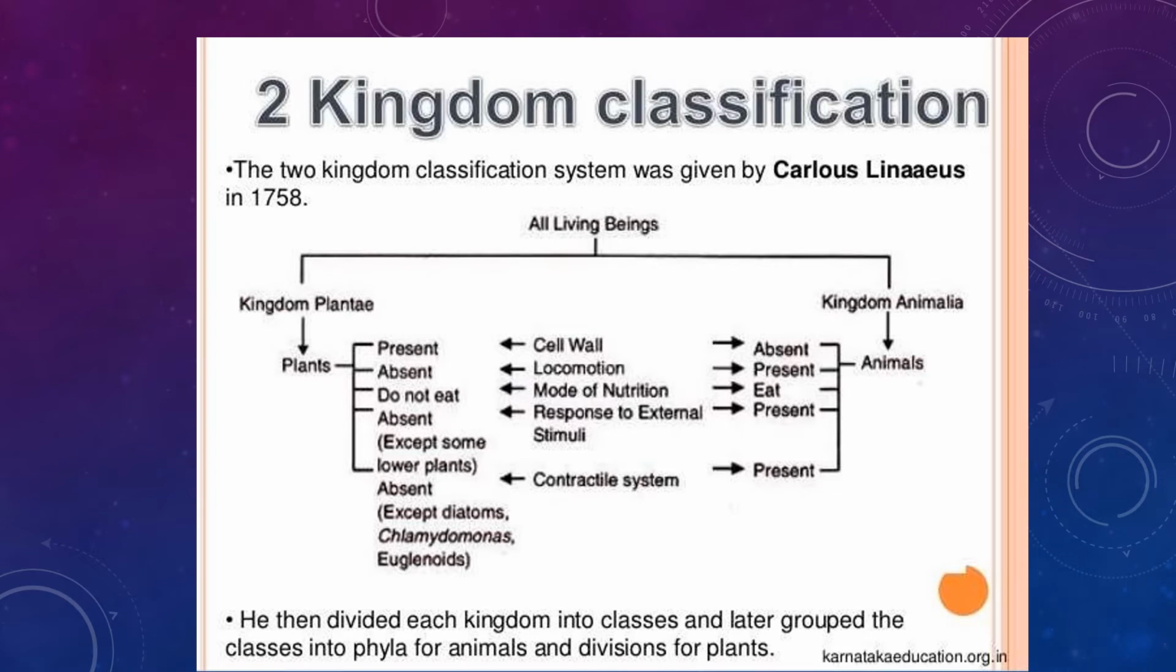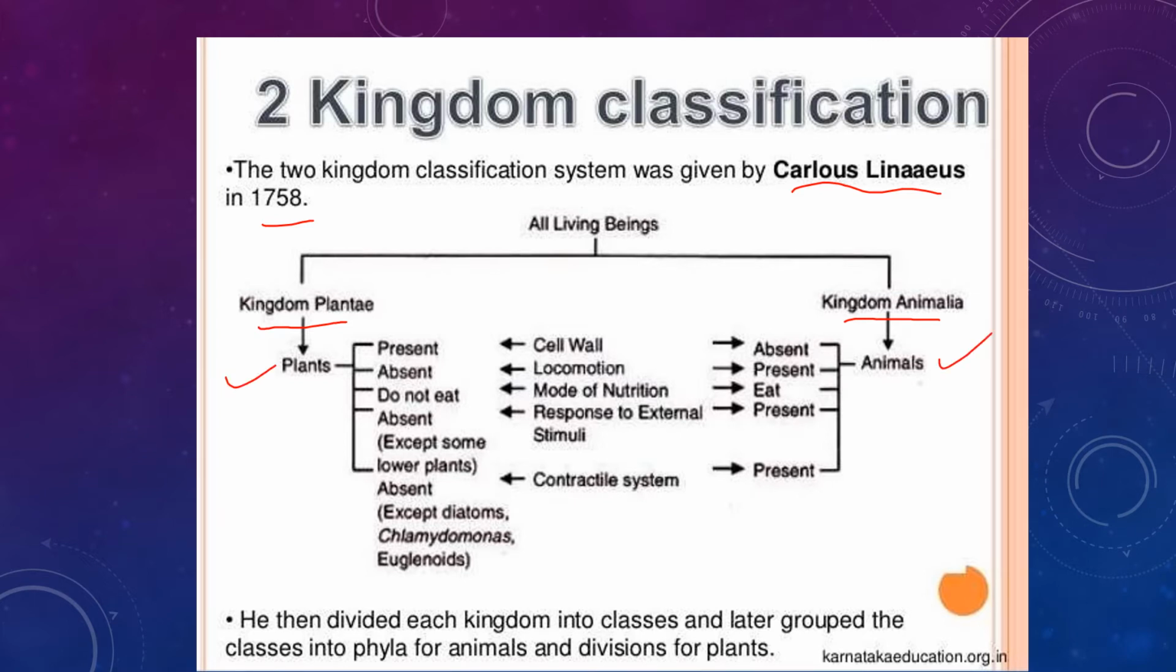The two-kingdom classification was postulated by Carolus Linnaeus in the year 1758. All the living beings were classified into two categories only: one is the kingdom Plantae and the other is the kingdom Animalia. Kingdom Plantae includes only the plants and Animalia includes only animals.